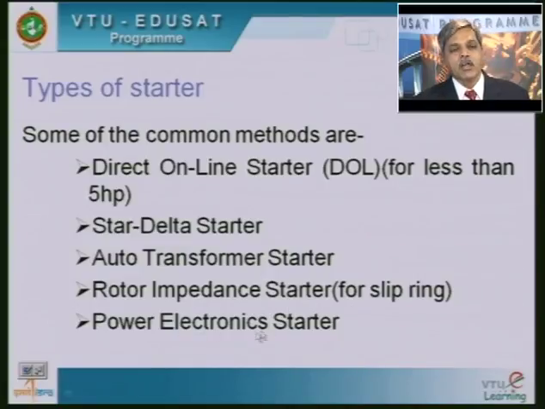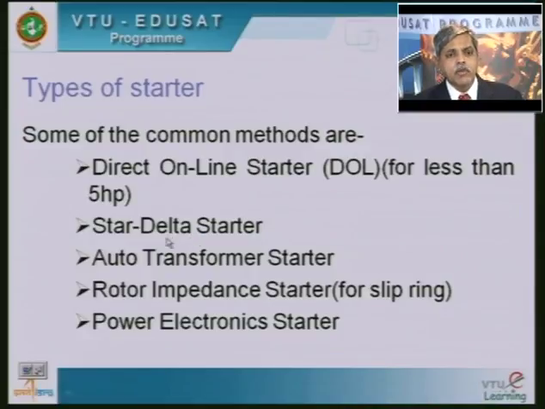Just by controlling the firing angle of a thyristor, we can control the voltage applied to the stator, thereby I can control the starting current. So, generally out of all these starters, the DOL starter is used for motors less than 5 HP. There are no extra connections here, it is directly started on the line. Then we have the star delta starter, the second starter, which is also used as reduced voltage starting.